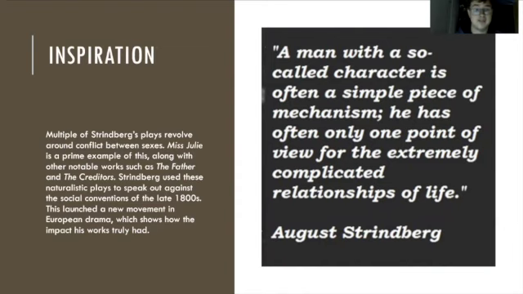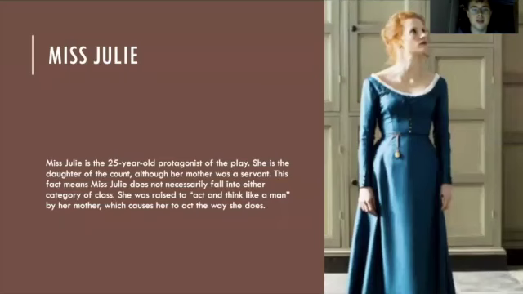So the protagonist of this play is Miss Julie, and she's 25 years old. She's the daughter of the Count, although her mother was a servant. So this means that she kind of has a hard time finding out what class she really fits into. And for most of her life, her mother raised her to act and to think like a man. So that's probably why she acts the way she does in this play.